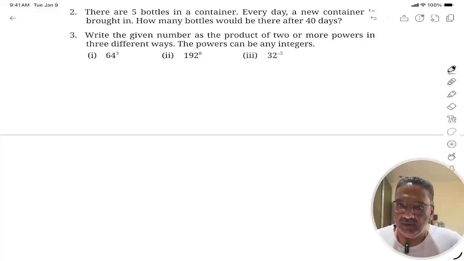We have to write the given numbers as product of two or more powers in 3 different ways.